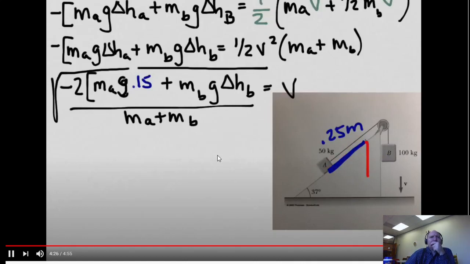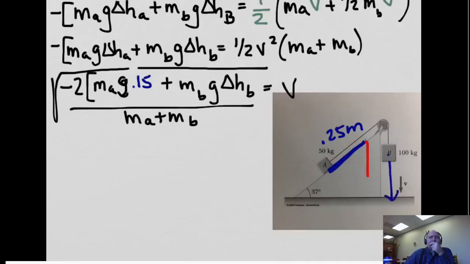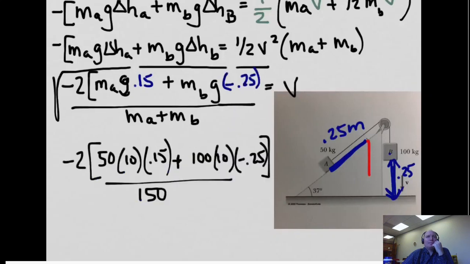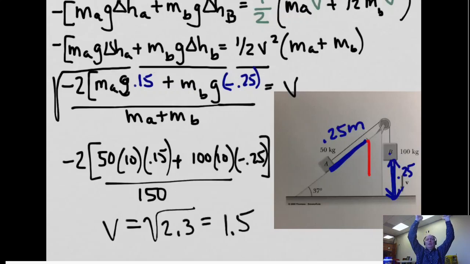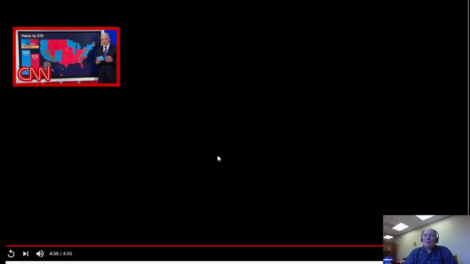So here, this movement, this delta H, is 0.25 meters, but in what direction? Down. So I'm going to put that in as negative 0.25 meters, right in there. Plugging and chugging is going to give me a V equal to the square root of 2.31, which is 1.5. Oh, I said between 0.1 and 1.